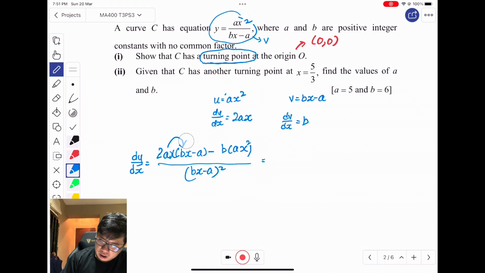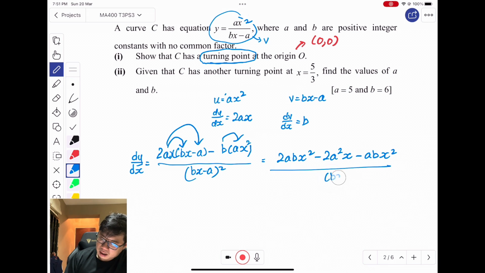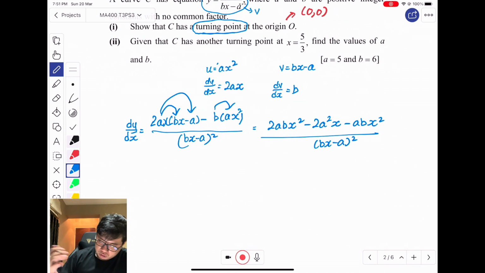Okay, so from here, let's go on to expand. Expanding 2ax times bx gives me 2abx squared. 2ax times minus a gives me minus 2a squared x, minus abx squared, over bx minus a all squared. Next, we equate this to 0. If you observe, two of the terms are the same, so they cancel out, and this gives me abx squared.